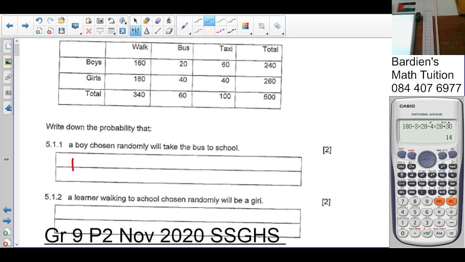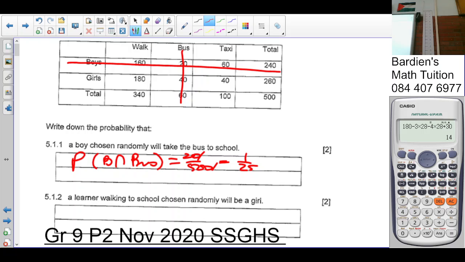So the condition is it must be a boy and take the bus. So how many boys are there that take the bus? 20. So it's 20 out of 500. That cancels, so it's 1 out of 25. Always simplify your ratio, your probability.